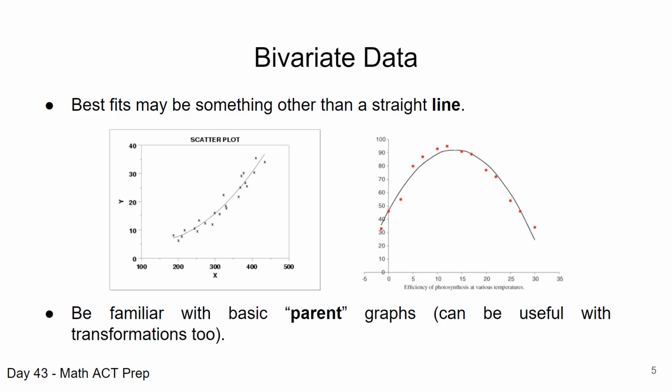And it's always a good idea, not only for bivariate data questions, but for other types of questions, usually even around transformations, to be familiar with those basic parent graphs. What a line looks like, y equals x, what a quadratic equation may look like, what an x cubed may look like. If we're doing the absolute value of x, that one may not necessarily come into play with bivariate data, but these transformation questions are important. So review a little bit about parent graphs and make sure you know what those basic graphs look like.